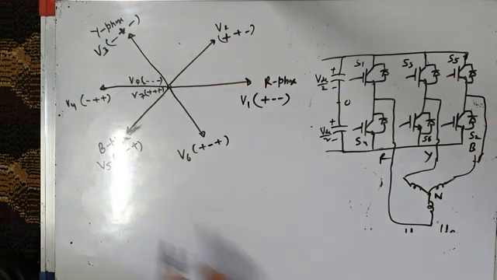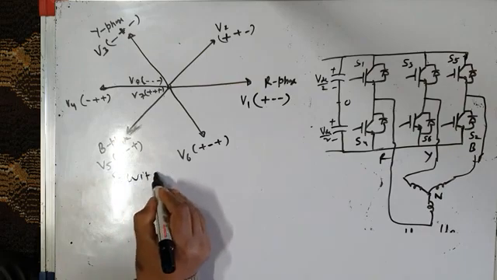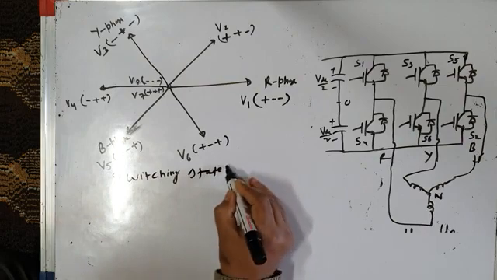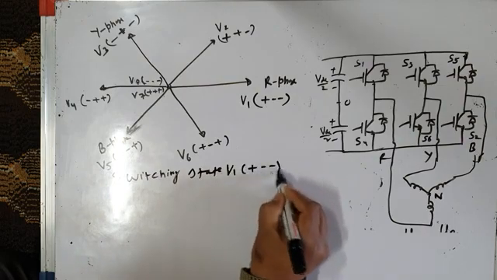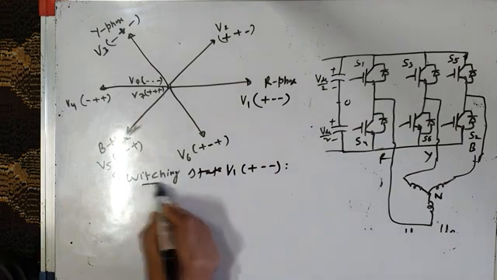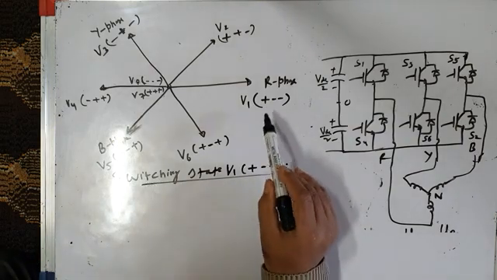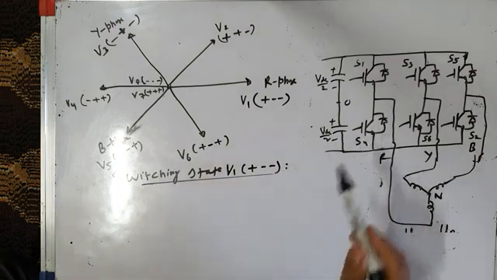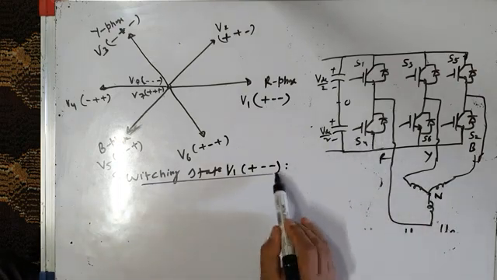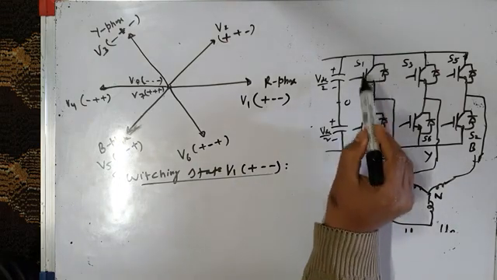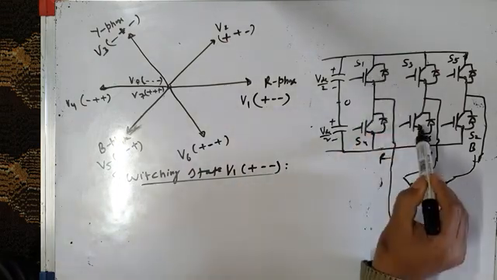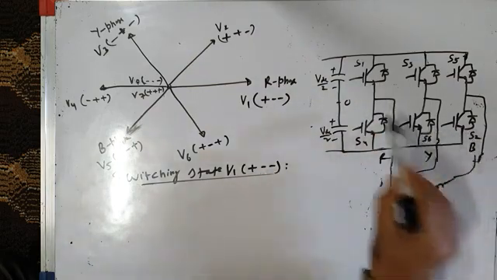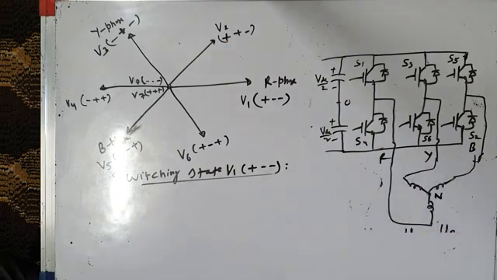Let us take, I will write here, switching state V1, which is given by plus, minus, minus. It gives rise to three-phase pole voltages, three-phase line voltage, three-phase phase voltage. This switching state, because R phase S1 top switch is on and Y and B phase bottom switches are on. So you will get some three-phase voltage along the load.